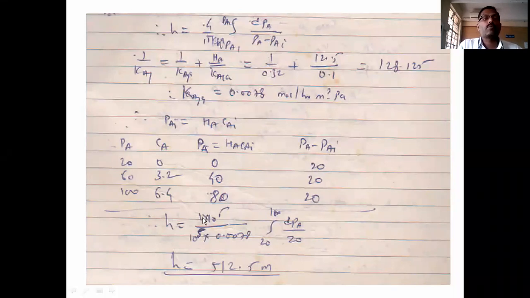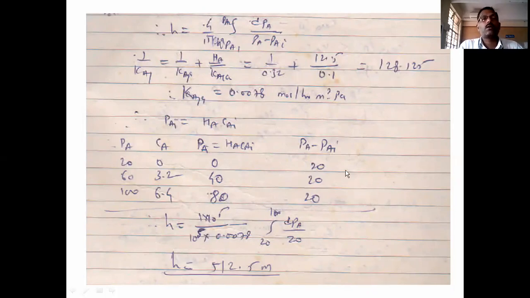So H is equal to, we put the values, G is 1 into 10 raised to 5 upon pi, which is 10 raised to 5. This KGA, the 0.0078, we calculated here, is the overall mass transfer coefficient in the gas phase. Integration from PA1 is 20 to PA2 is 100, dPA upon PA minus PI, which is the constant 20. So dPA is 100 minus 20, that is the integration. Solve this, and H is equal to 512.5 meters. This is the height of the tower.